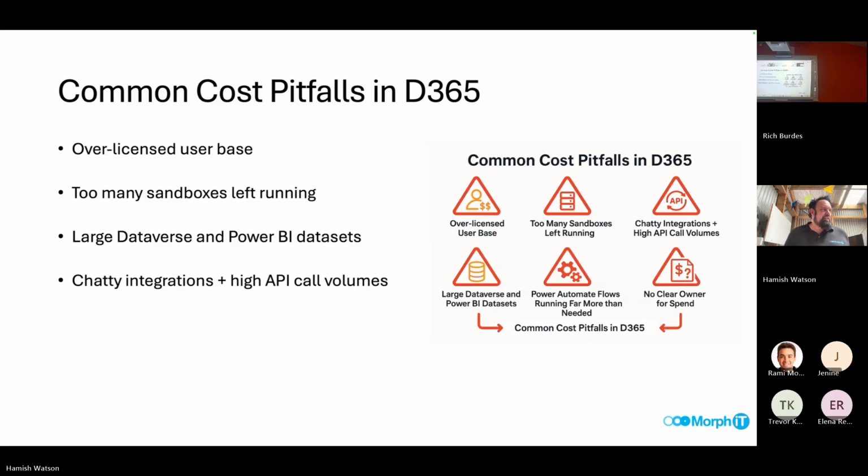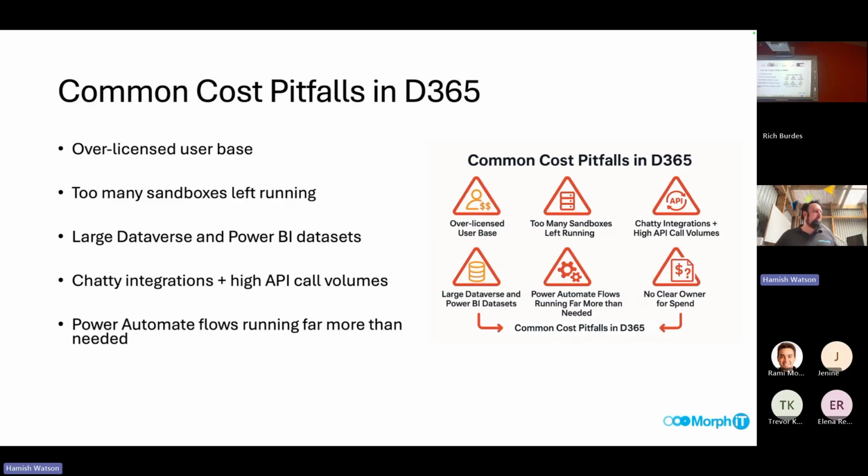High API call volume. So flows or logic apps that fire on every field update, or integrations that poll every minute just in case, create unnecessary API consumption, and they can sometimes trigger premium license escalations. And finally, we need to look over this.